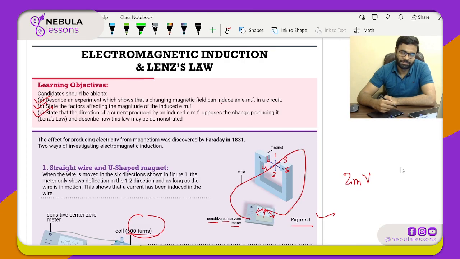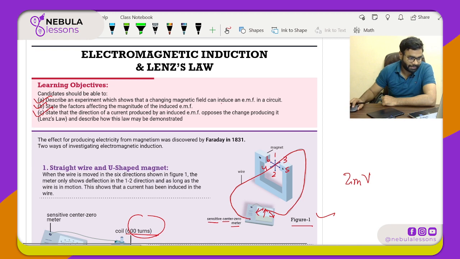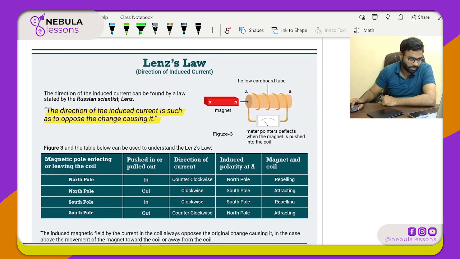Welcome everyone to the third tutorial of the electromagnetic induction series. In this tutorial, we'll be learning about the direction of induced current, the law which describes it, and the experimental demonstration of this law. So we'll be covering the third learning objective. Let's start with the experimental demonstration.